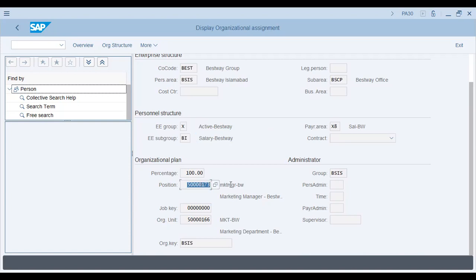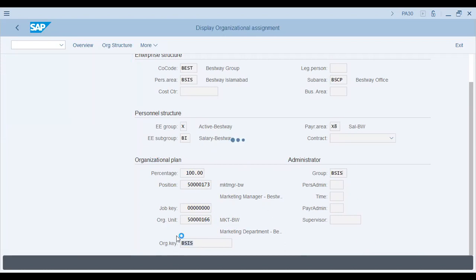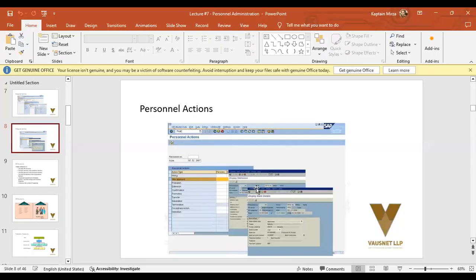And position is marketing manager. Organizational unit is marketing department. Group is, of course, this is payroll group. Organization 3 is BSIS. Okay. So that's how you actually configure your info types and fill it with master. This comprises of master data.